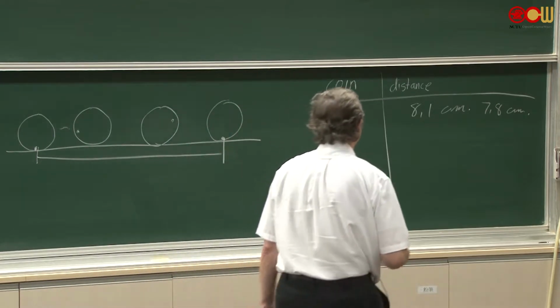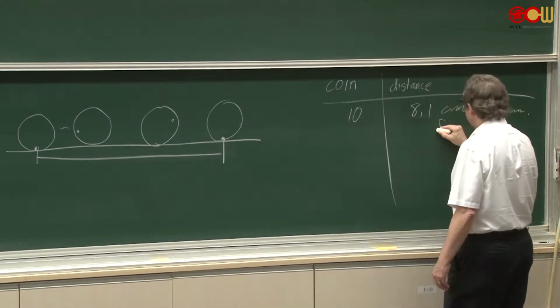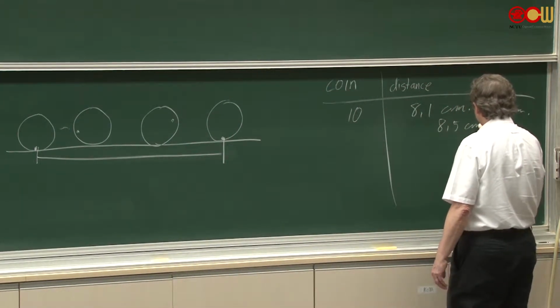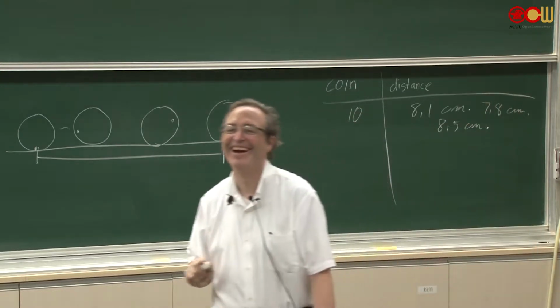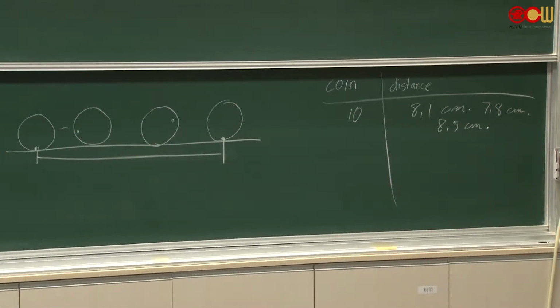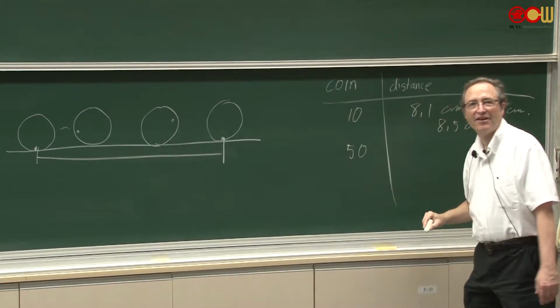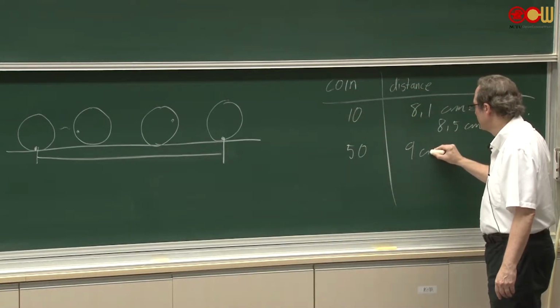$8.5, wow. Obviously, you're not all doing it carefully. We'll find out what the closest one is. All right, do you have a different coin or the same? 50. What did you get? 9 centimeters.